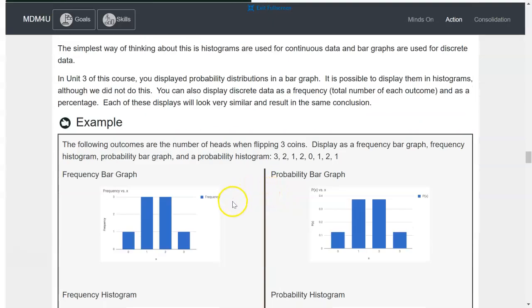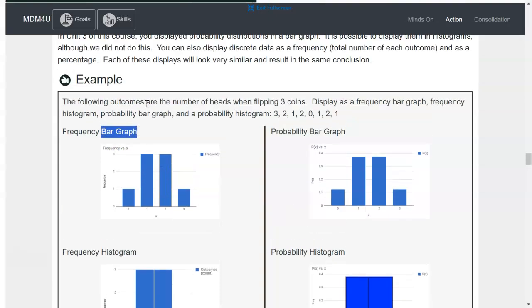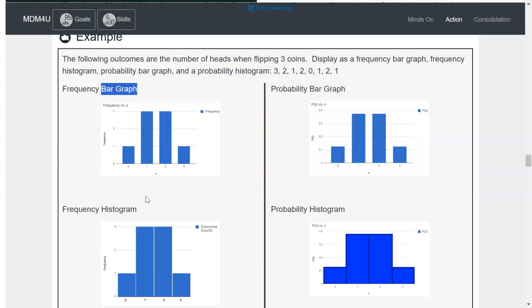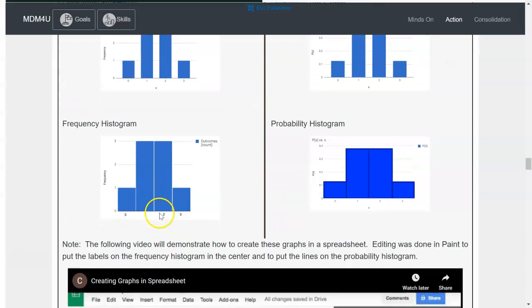When you're going to display that data, you're going to use a bar graph for data that is discrete, just like you would use a bar graph for nominal data, because you go from one guide to the next. But the histogram is going to be used more for continuous data because there's no gap between them.